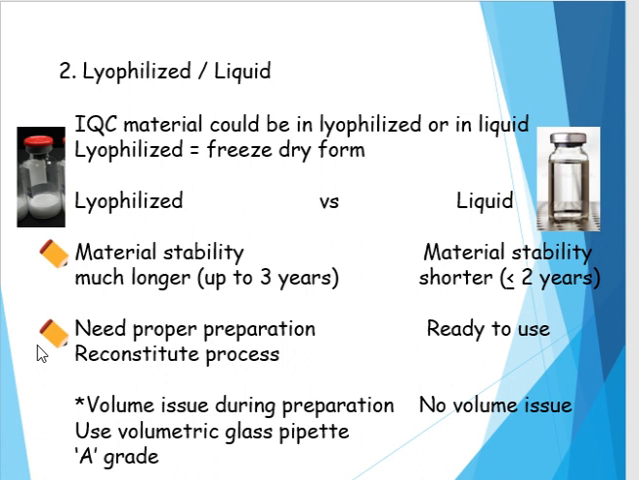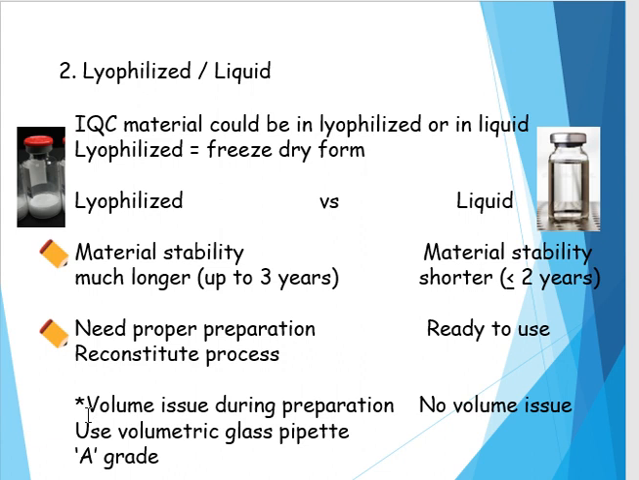Okay, second characteristic is lyophilized or liquid. So IQC material could be in lyophilized or in liquid form. Lyophilized means freeze-dried form. So there are pros and cons for lyophilized and liquid. For lyophilized, the material is much more stable, up to 3 years. While for liquid, the material stability is shorter, up to 2 years only. However, lyophilized needs proper preparation during the reconstitution process. For liquid, it is ready to use.